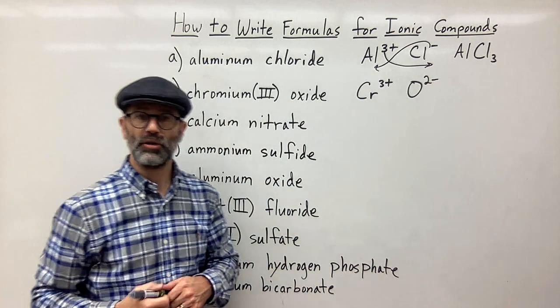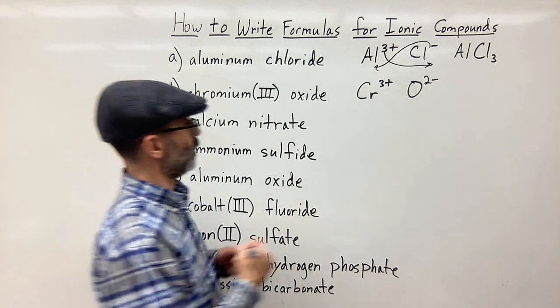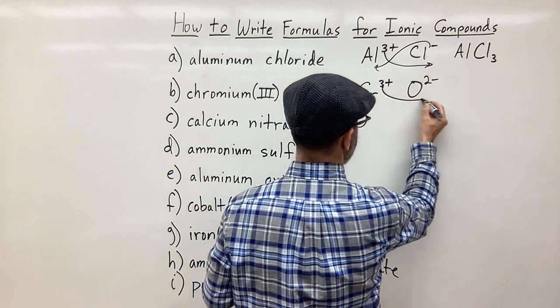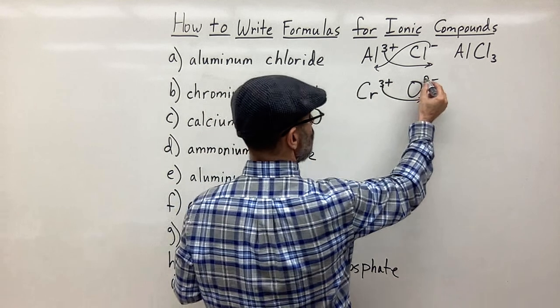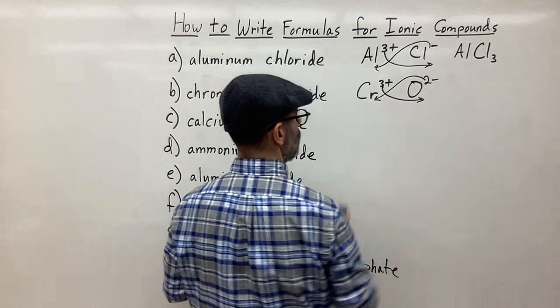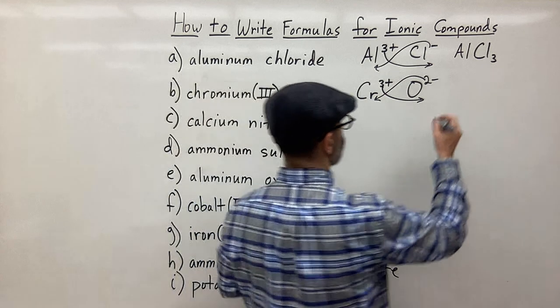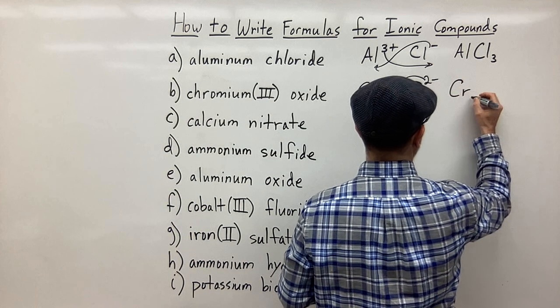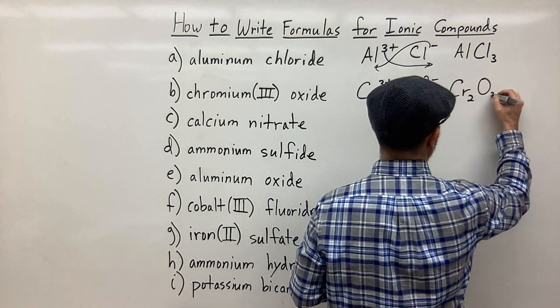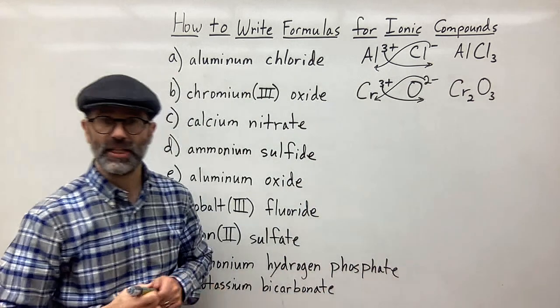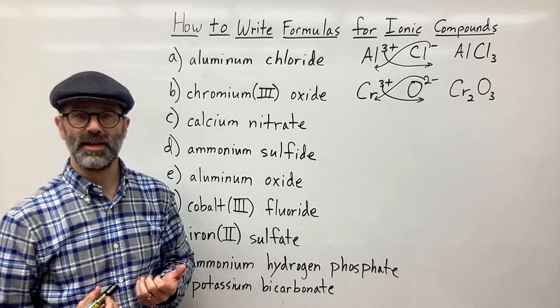And now we can do the crisscross method. So we're going to take the 3 here, put it as a subscript for the oxygen. Take the 2 here, put it as a subscript for the chromium. And then we have Cr2O3. And there is the formula for chromium 3 oxide.